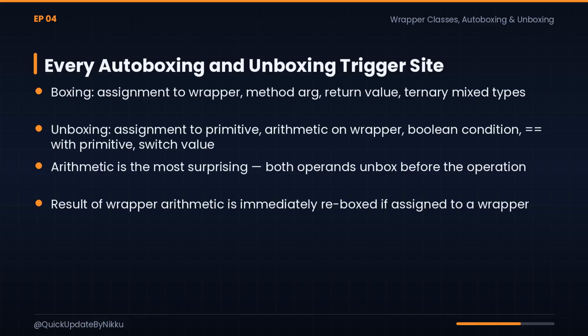The JLS is precise about every location where boxing and unboxing are triggered. Most developers know about assignment and collection operations, but the arithmetic and Boolean condition cases catch people off guard. Understanding the full list lets you scan any code path and immediately identify every hidden allocation site.